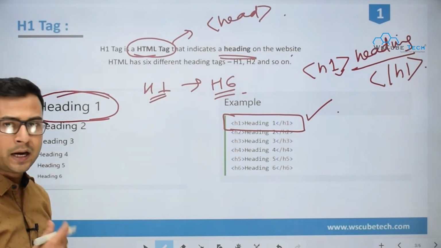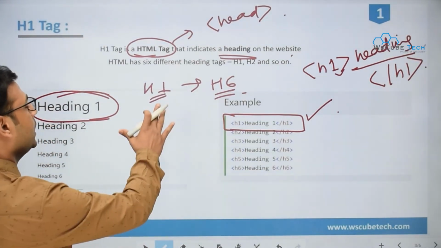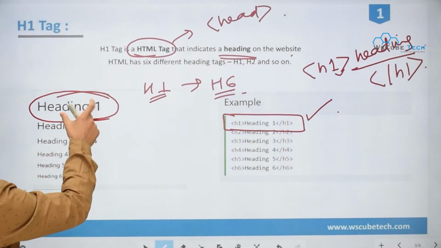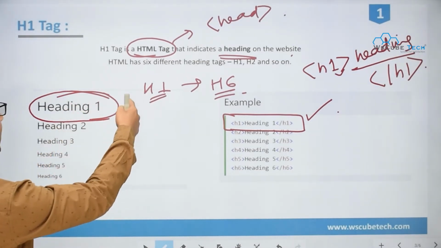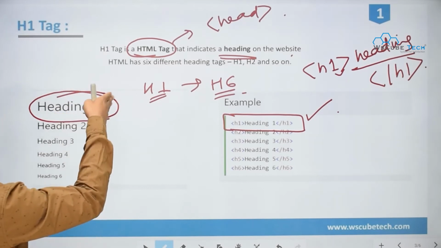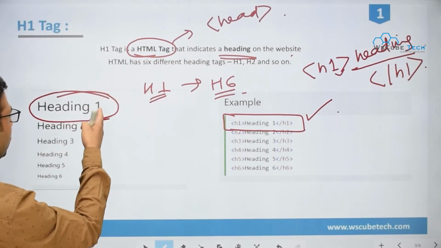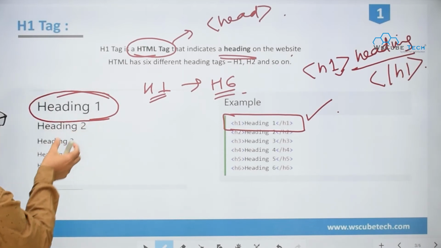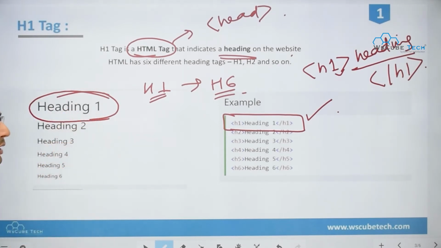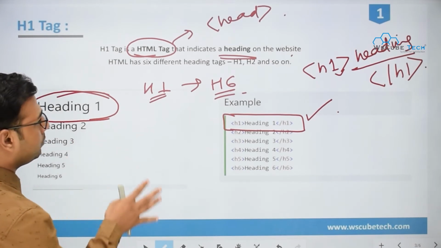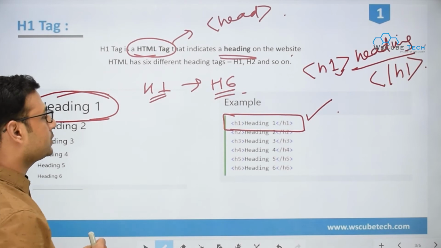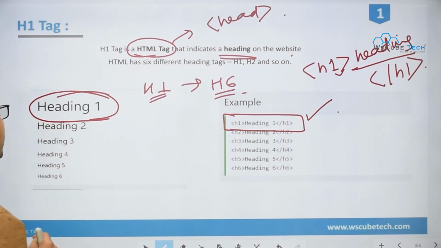H1 is not the only heading tag which you can use. You can use these six heading tags, which actually have different sizes. The H1 tag is largest in size, and when we move to H2, H3, H4, H5 and H6, the size keeps on decreasing. So this is what H1 tags look like on web pages. This is how you are going to write the syntax of the H1 tag, and this is how it will show up on your web page.